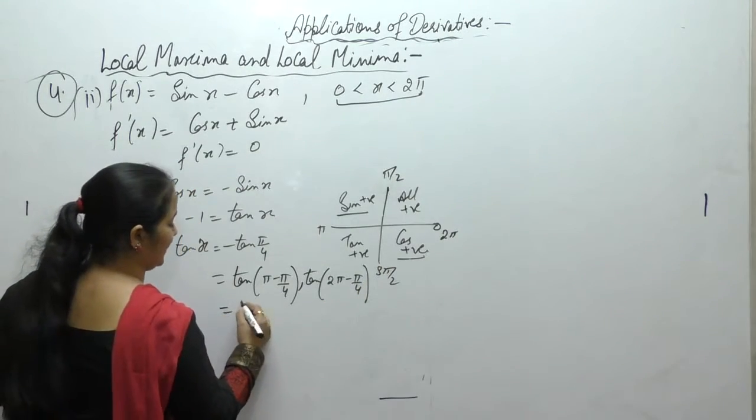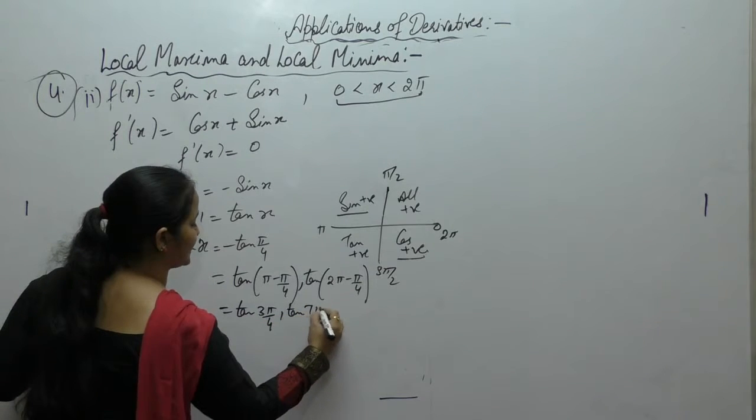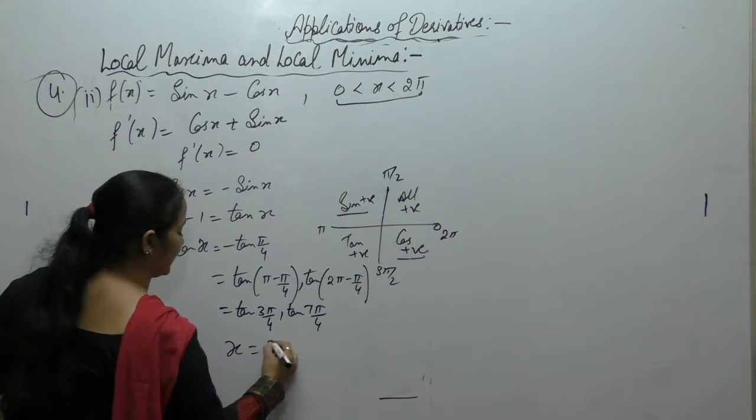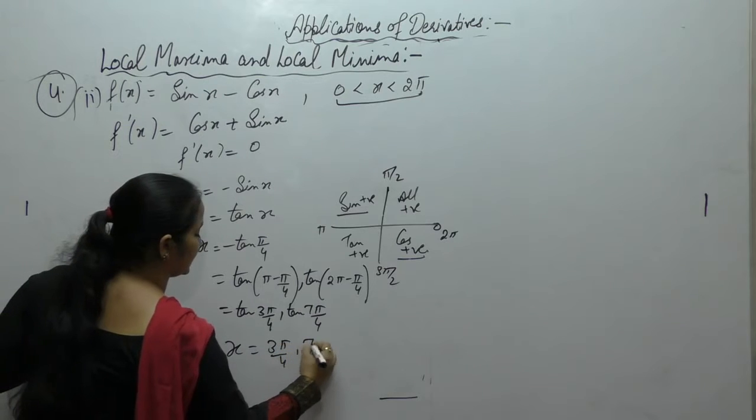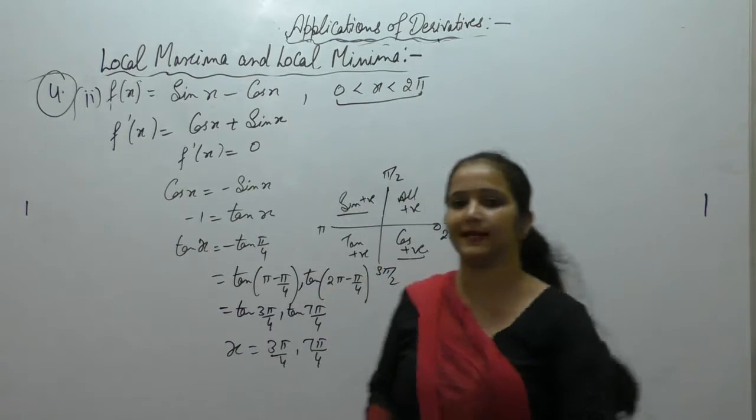So we get the values 4 pi minus pi, 3 pi by 4 and 7 pi by 4. So we get the value of x as 3 pi by 4 and 7 pi by 4. Is it clear to everyone?